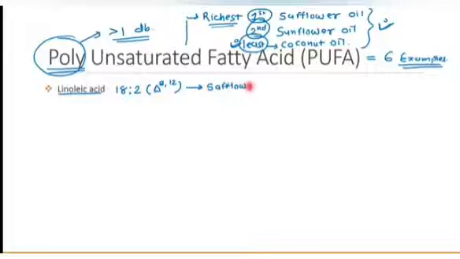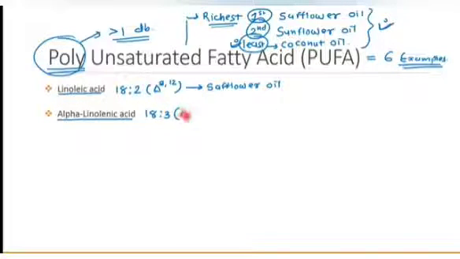Now what is safflower oil? The safflower plant has seeds, and that seed oil is known as safflower oil. Okay. So that is the source of linoleic acid. The second example is alpha linolenic acid. This alpha linolenic acid is again an 18 carbon long compound, but here instead of 2 it has 3 double bonds. So here the level of unsaturation is higher than linoleic acid.